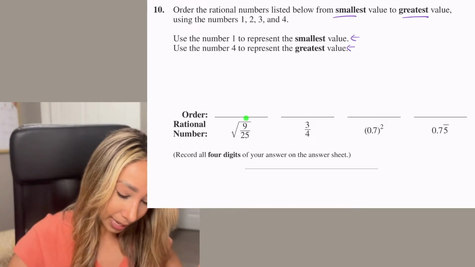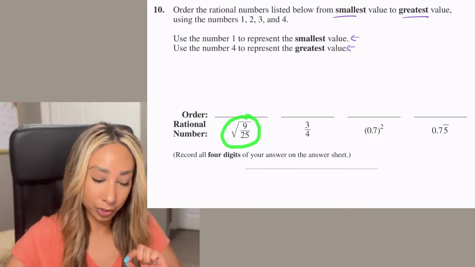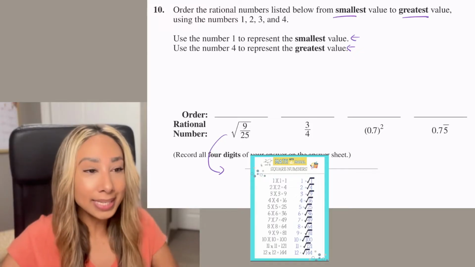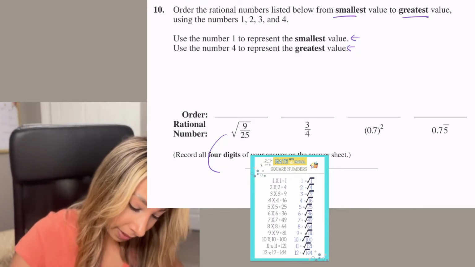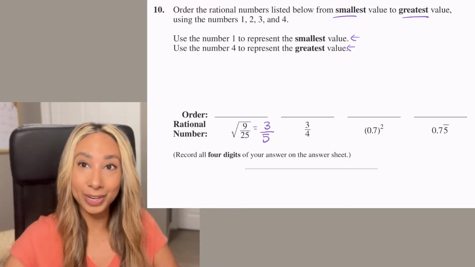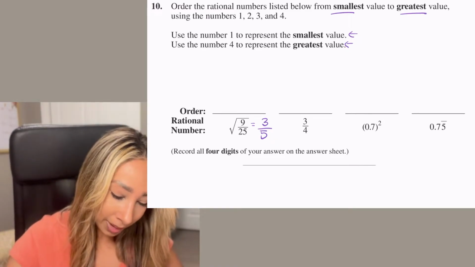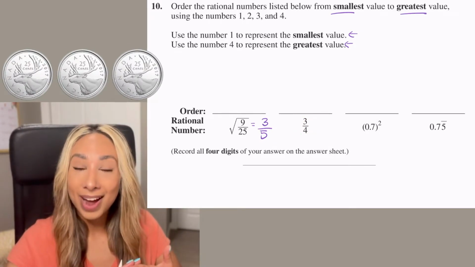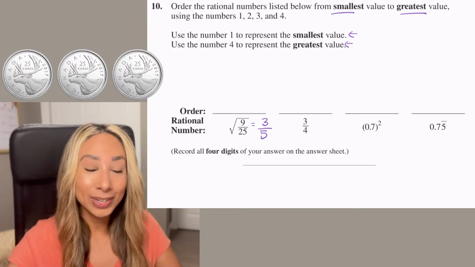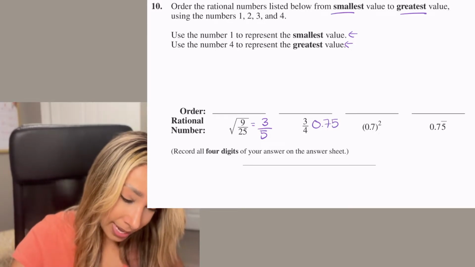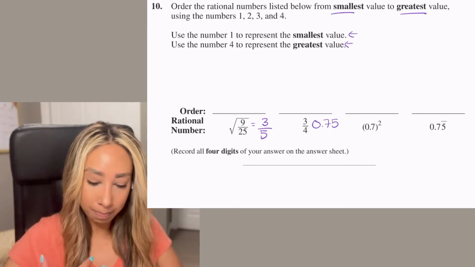So the first thing is I've got the square root of 9 over 25. Again, if you take a peek at the square root chart there, we can see the square root of 9 is going to give us 3, and the square root of 25 is going to give us 5. Okay, so I'm going to leave that for right now and we'll convert it to a fraction in just a minute. Now the other one I have is 3 over 4. So 3 over 4, I'm thinking of 3/4, right? So that's going to give me 0.75.